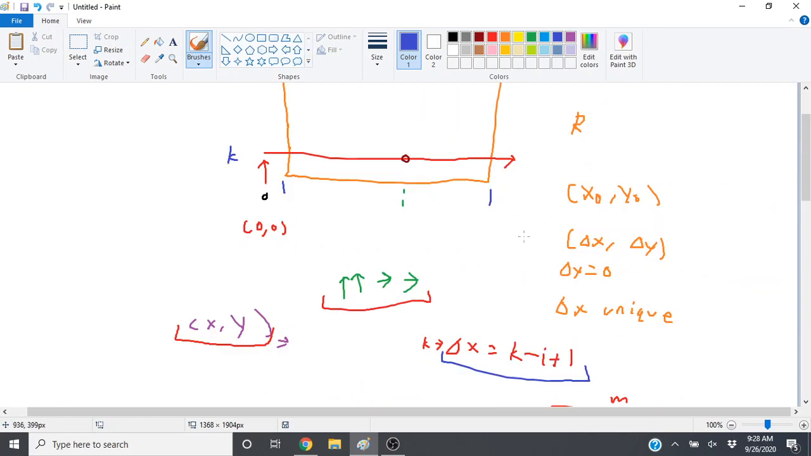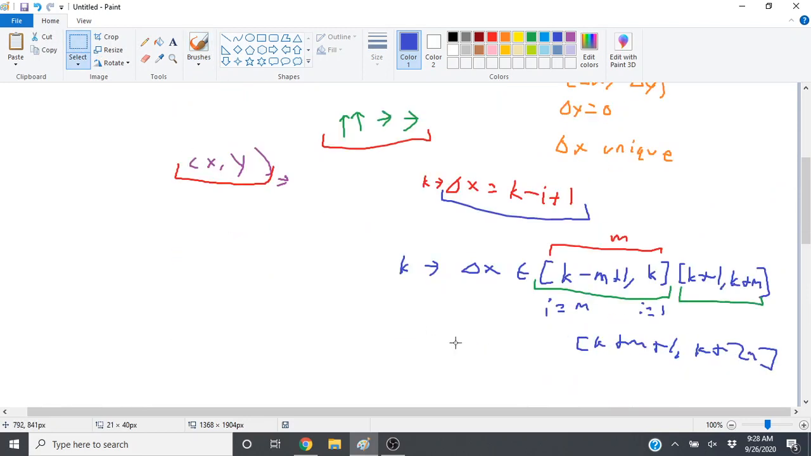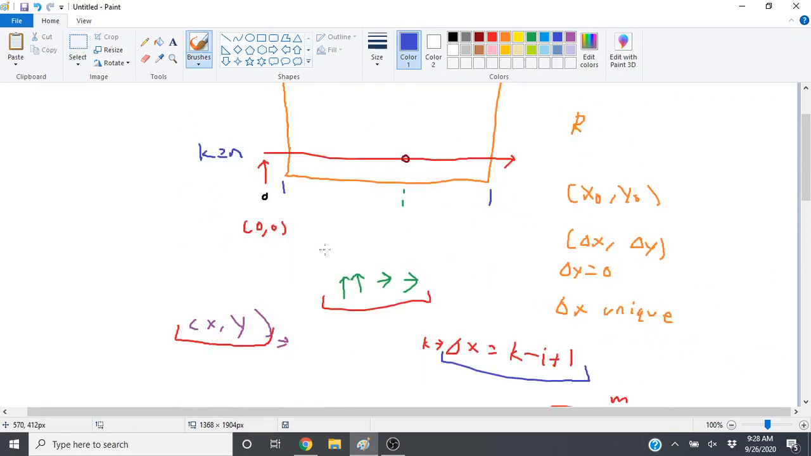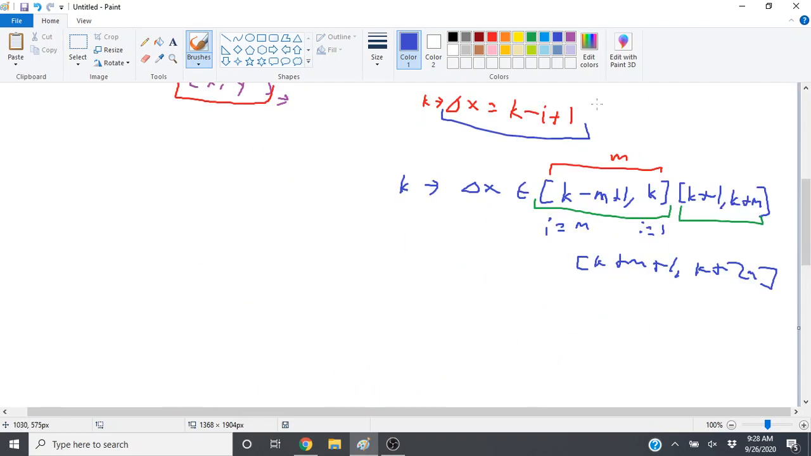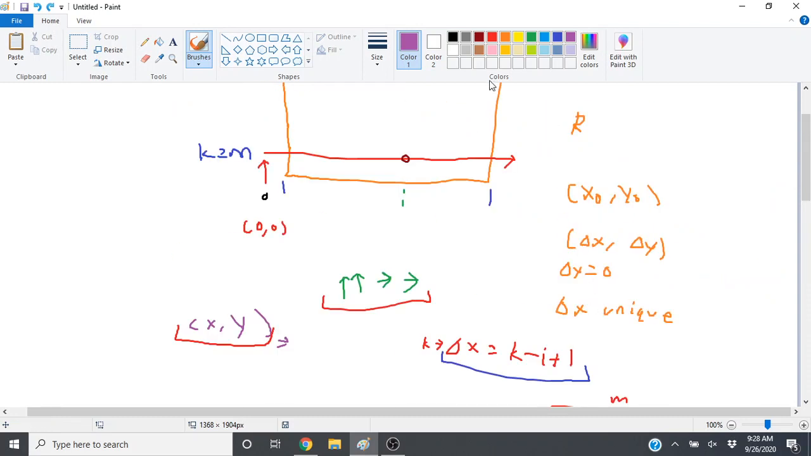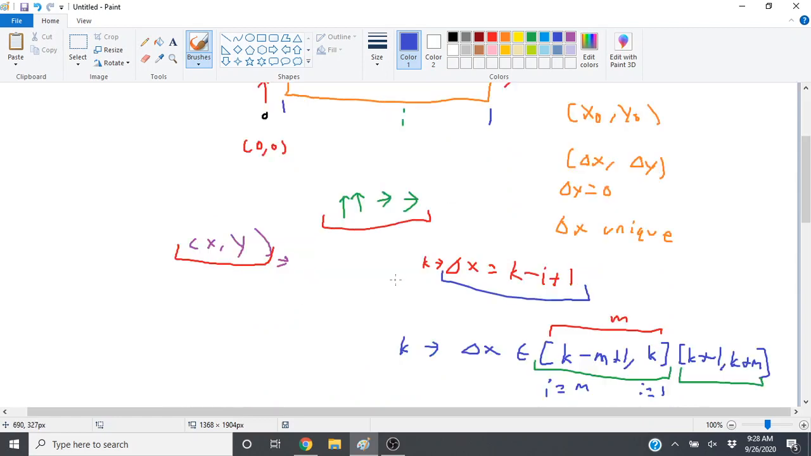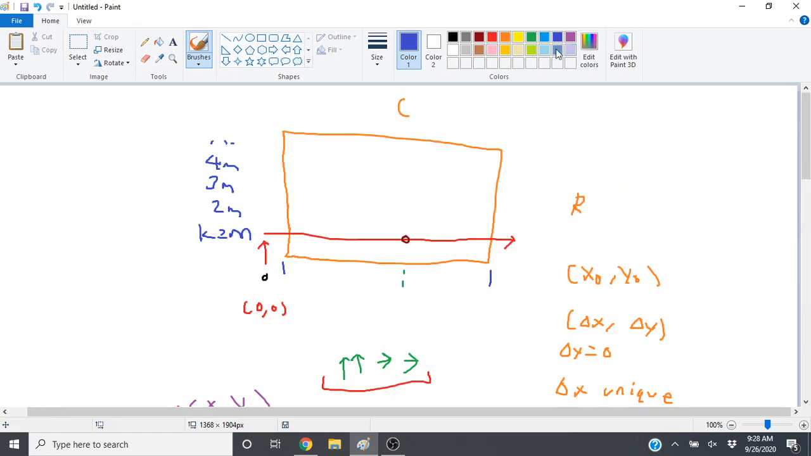And that's kind of it. All we have to do is start k at some big enough number that k minus m plus 1 is positive. For example, we can just say that in row 1, k equals m. That works because then this is the value 1, this is the value m, so the range is from 1 to m, and all those are valid values of delta x. Then on the second row, we can say k equals 2m. On the third row, k equals 3m. On the fourth row, k equals 4m, etc. And basically all of this is going to work because there's no intersection between these rows.